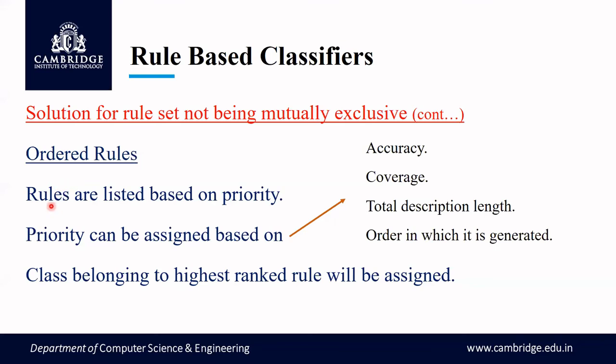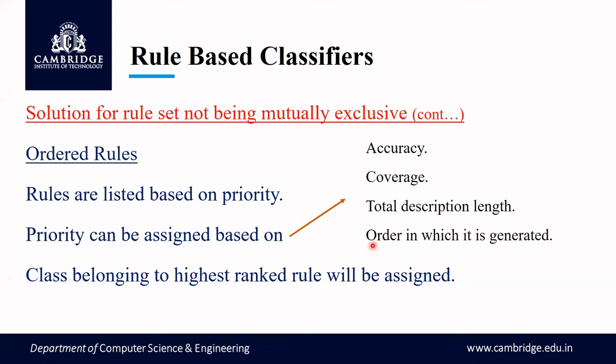So here you are listing rules based on priority. And how are you going to calculate the priority? It can be based on accuracy or coverage or total description length, or it can also be based on the order in which it is generated. For that previous example of the turtle case, wherein the vertebrate turtle was covered by both R4 and R5, say I take this as the measure, then I will be assigning the class that belongs to rule R4 to that particular turtle case.